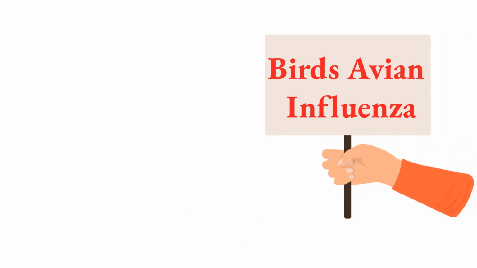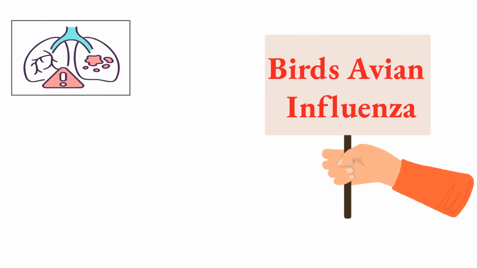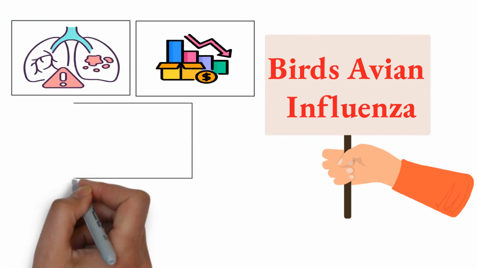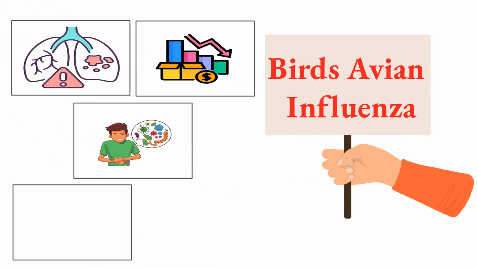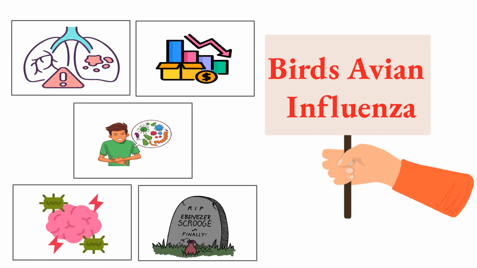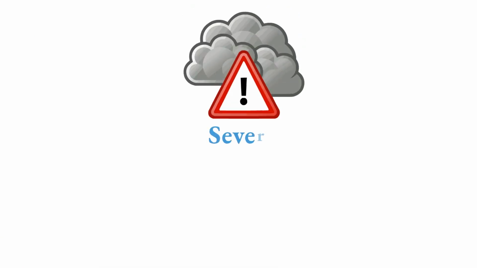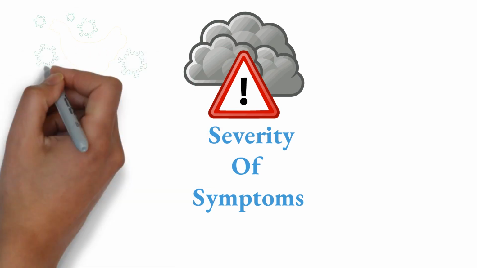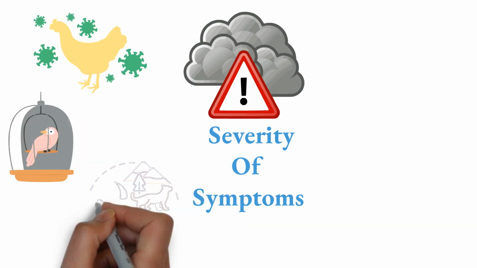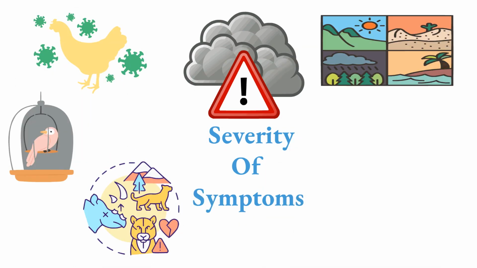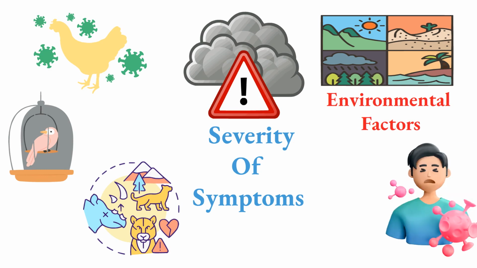In birds, avian influenza can manifest with a wide range of clinical signs, including respiratory distress, decreased egg production, diarrhea, neurological symptoms, and sudden death. The severity of symptoms often depends on the strain of the virus, the age and species of the bird, and environmental factors such as stress and co-infections.